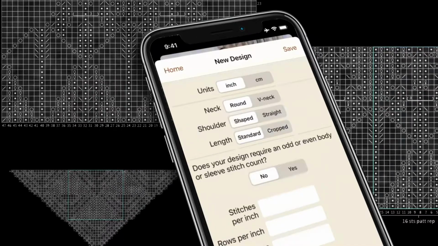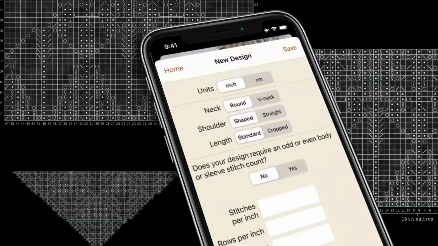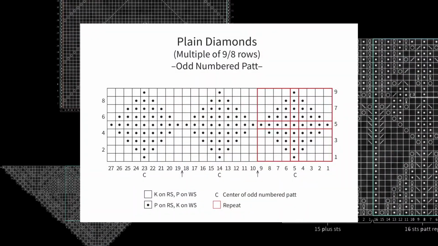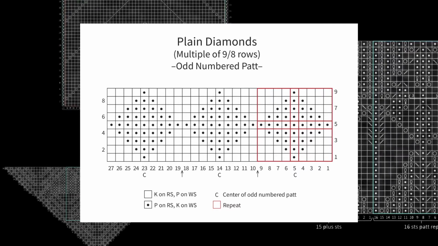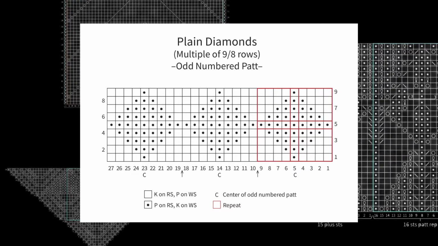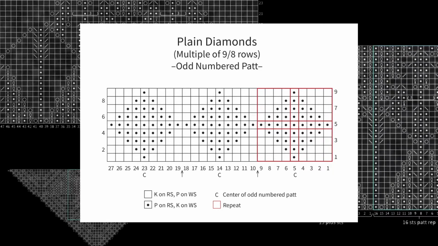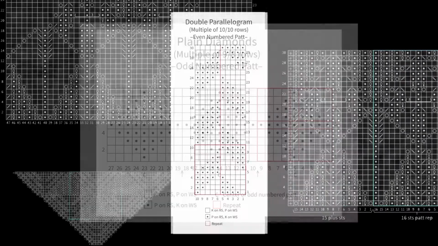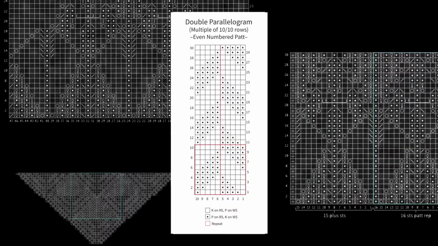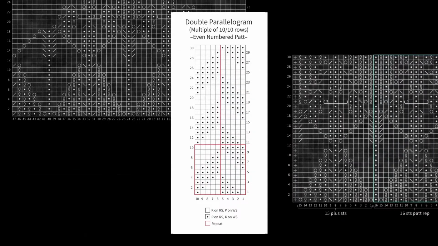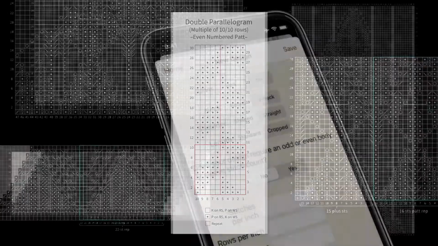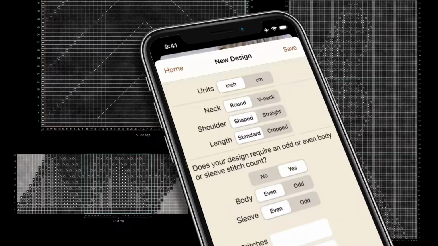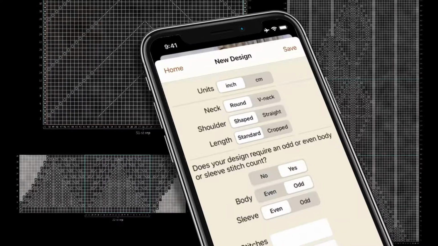Let's take a little time discussing odd and even stitch counts. An example of a design that requires an odd number of stitches would be a diamond pattern that you'd like to center right on the stitch that forms the point of the diamond. To make that happen, you need an odd number of stitches. But what happens if you have a design in which the center falls between stitches? For that, you'd need an even number of stitches. If you toggle yes, you can specify what stitch count you need for either your body or your sleeves or both.